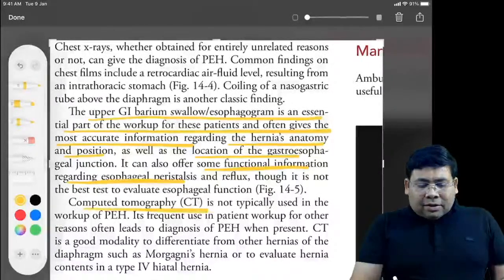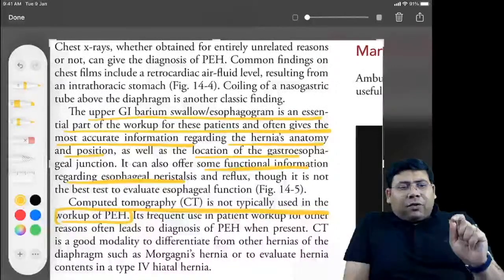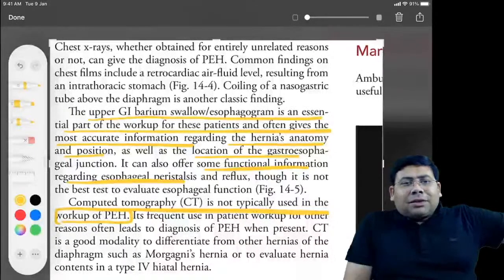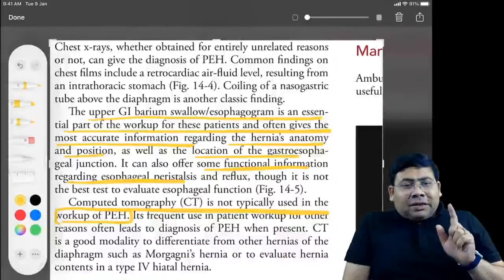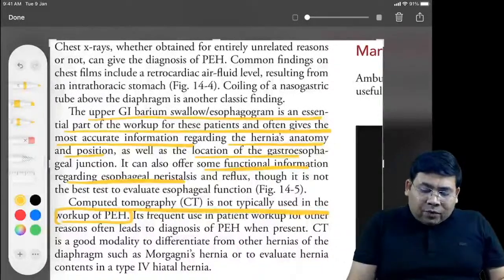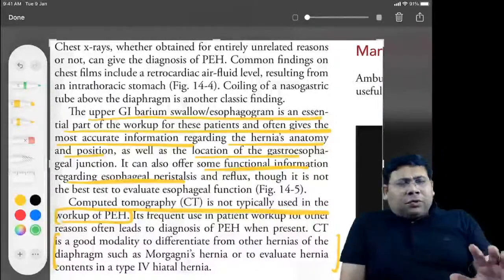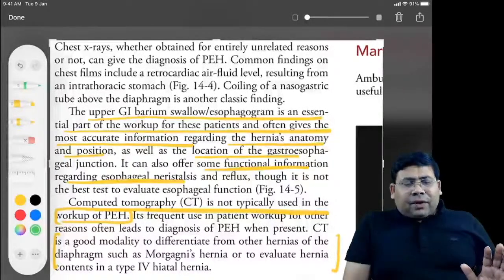CT scan is not typically used in workup of PEH. Now what is the issue with CT scan? CT scan is utilized whenever you are evaluating a congenital defect, and hence diaphragmatic hernias. So defect of Morgagni here, Bochdalek's hernia, congenital there, and also to evaluate the type of contents in type 4 hiatal hernia. Did you understand or not? So if ever someone tries to explain this to you, makes a fool of you, someone saying this is to be done, this is barium lover, tell them: doctor sir, era has changed.